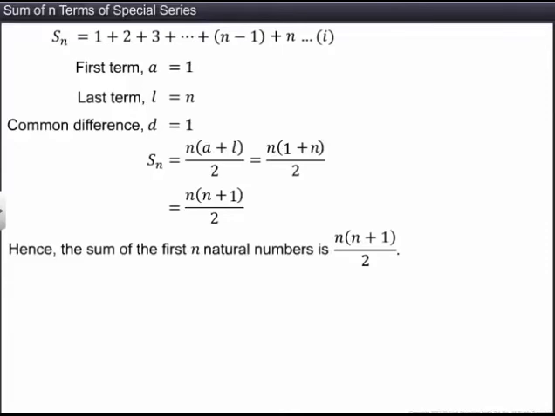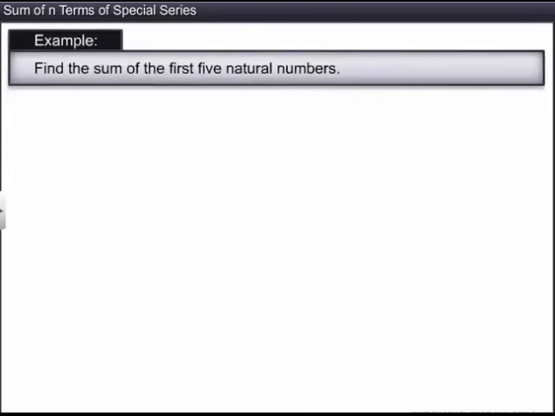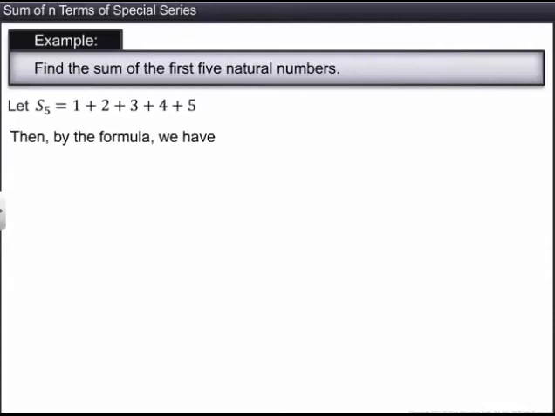The sum of the first n terms is denoted by summation of k, where k is from 1 to n. We now consider one example. Let's find the sum of the first 5 natural numbers. Let S5 denote the sum of the first 5 natural numbers. Then, by formula, we have S5 is equal to 5 into (5 plus 1) whole divided by 2. This is equal to 15.